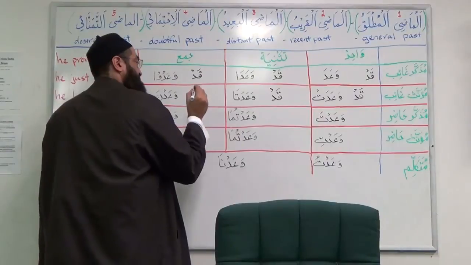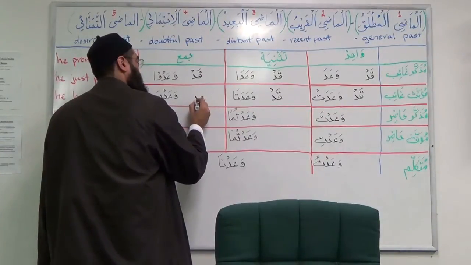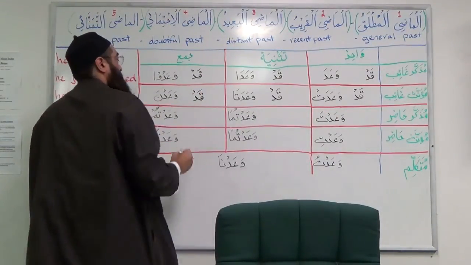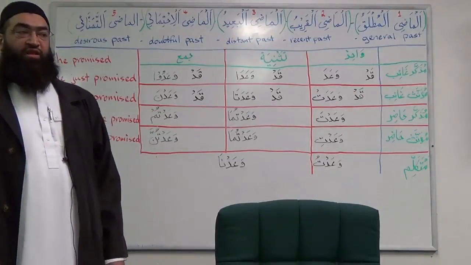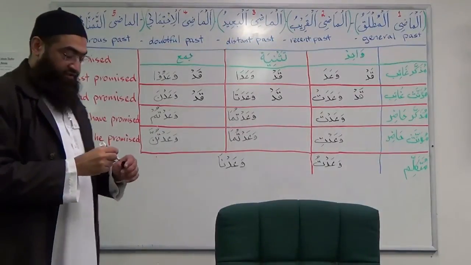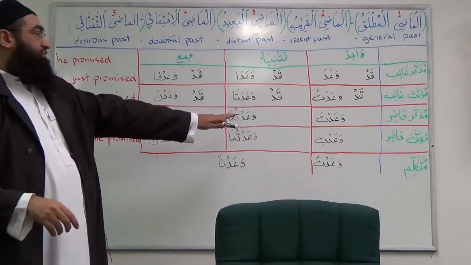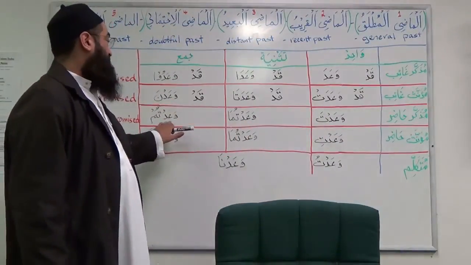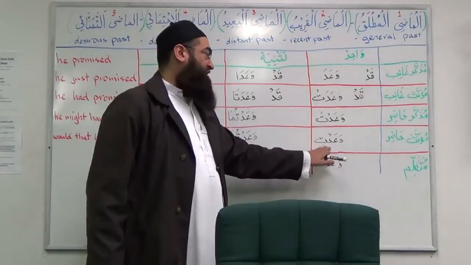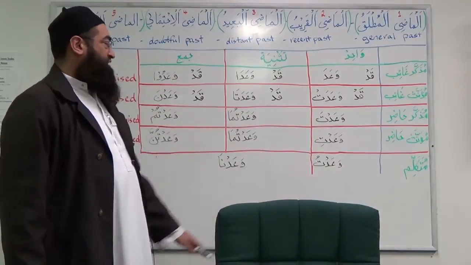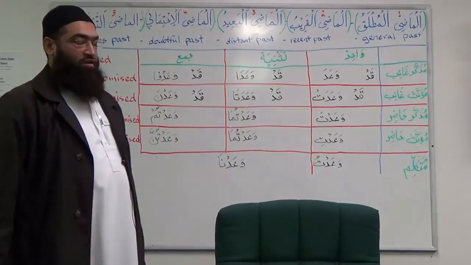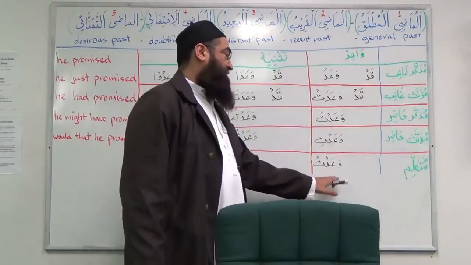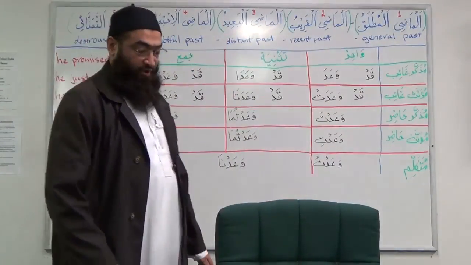Those two ladies just promised, and then قَدْ وَعَدْنَا, all those ladies just promised. Alright, so this goes on. You men, one man just promised. You two men just promised. All you men just promised. You one lady just promised. You two ladies just promised. And then all of you ladies just promised. I just promised. We just promised.